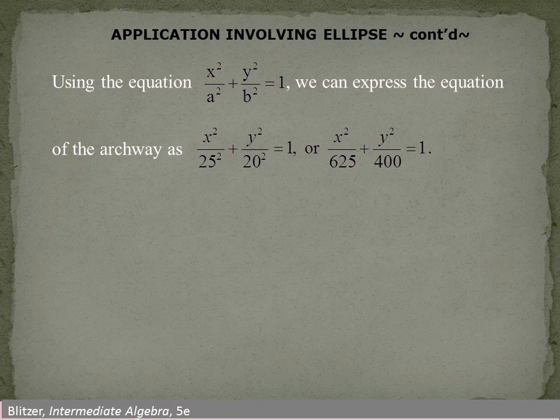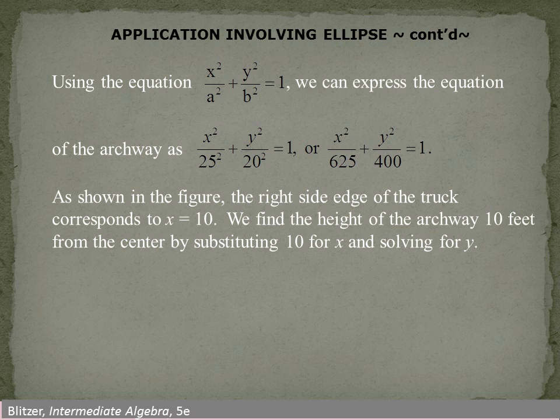Alright, applications involving ellipses continued. Using the equation x squared over a squared plus y squared over b squared equals 1, we can express the equation of the archway as x squared over 25 squared plus y squared over 20 squared equals 1. As shown in the figure, the right edge of the truck corresponds to x equals 10. We find the height of the archway 10 feet from the center by substituting 10 for x and solving for y.